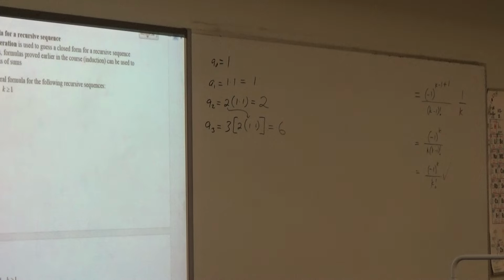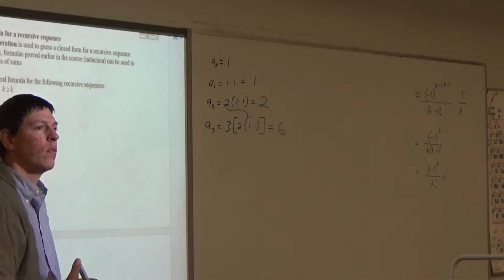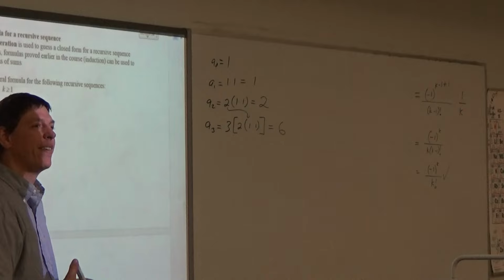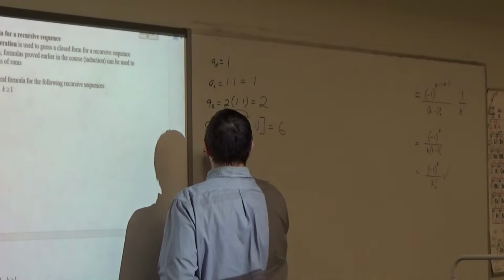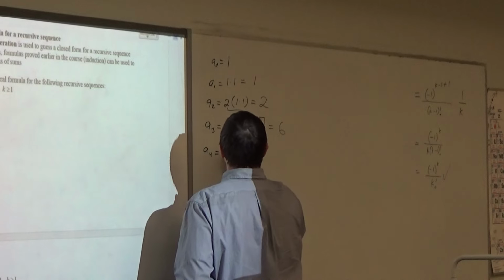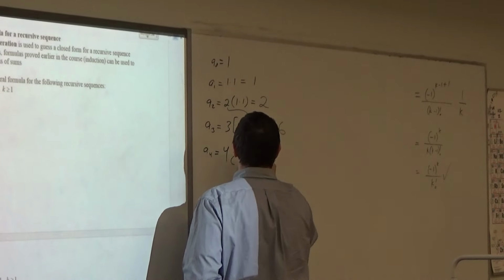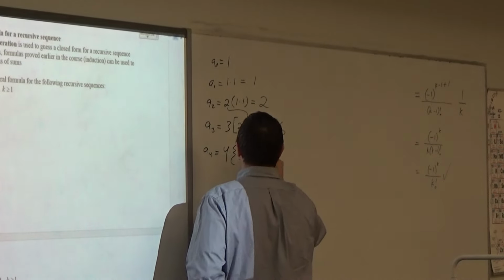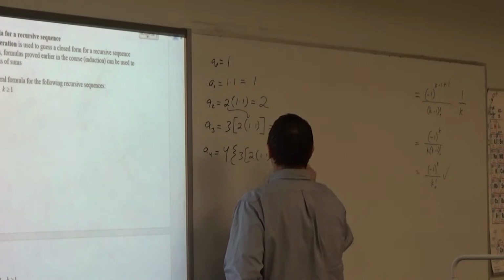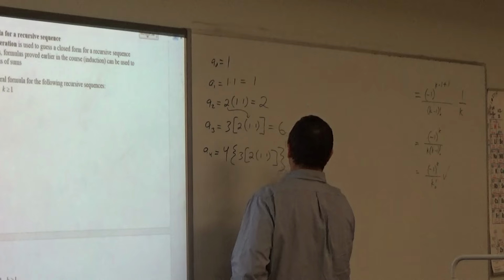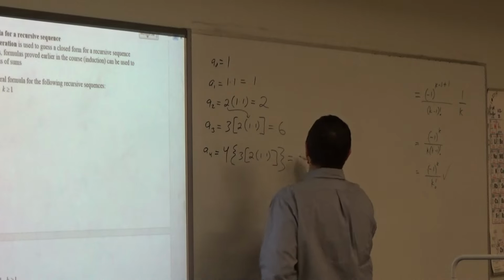Process it all the time. Okay? Depends on time, right? It's just a factorial. Yeah, because if you guys look at the next term, a sub 4, wouldn't that be 4 times 3 times 2 times 1 times 1? Which would be equal to 24.